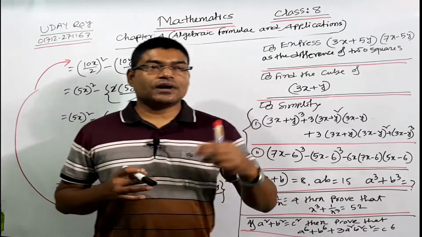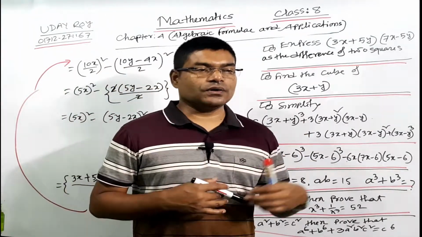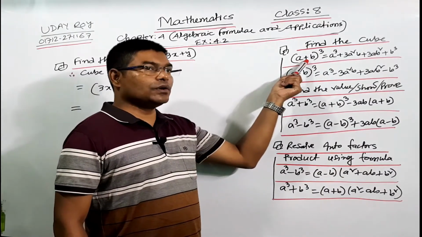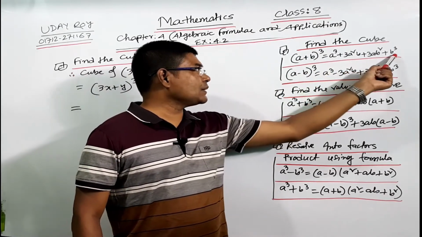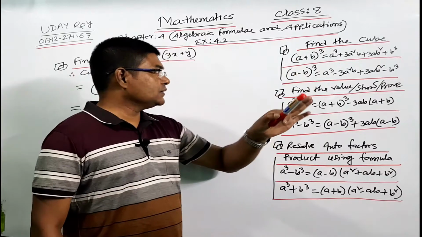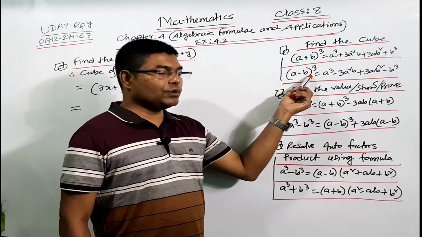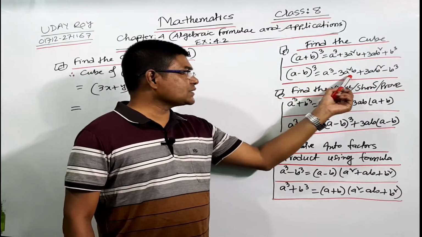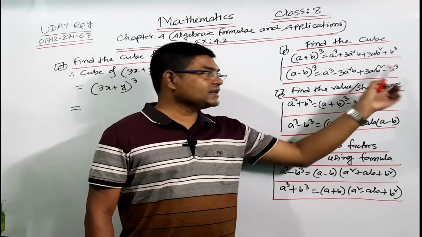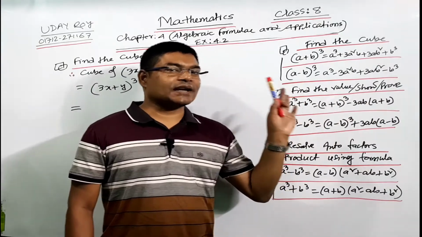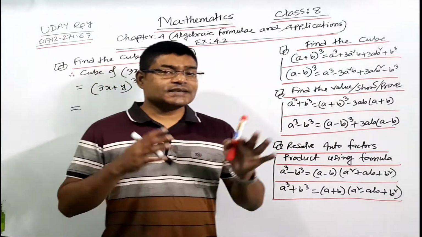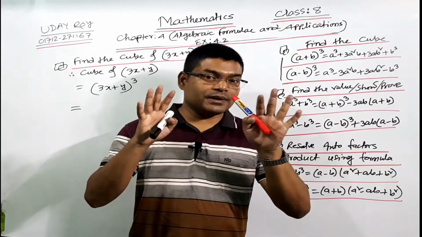So we have to know a few rules and few corollary also. Here is (a plus b) whole cube equal to a cube plus 3a square b plus 3ab square plus b cube, and follow the board. (a minus b) whole cube equal to a cube minus 3a square b plus 3ab square minus b cube, and find the value and show that and prove that. If you can see the using cube, be careful.